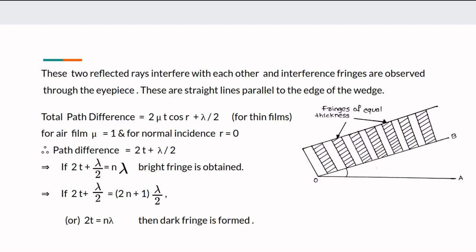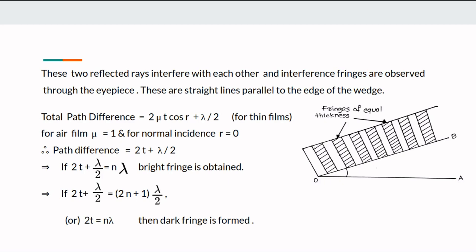Next, I want to discuss the path difference between the two reflected rays. This theory belongs to thin films. In the case of thin films, the path difference is 2 mu t cos r, and lambda by 2 is the phase change on reflection. That is, an extra path difference of lambda by 2 takes place when the reflection takes place at a denser medium. In this case, we have taken the air film. Therefore, for air the refractive index is 1, so mu is equal to 1, and for normal incidence r is equal to 0. r is the angle of refraction. When r is equal to 0, cos r is equal to 1.